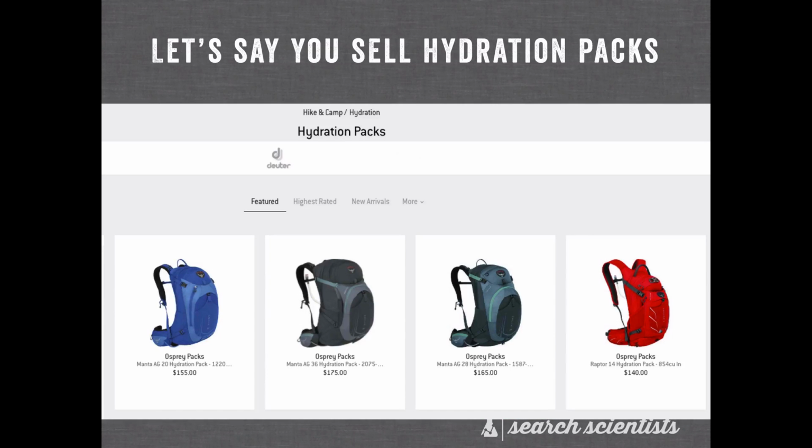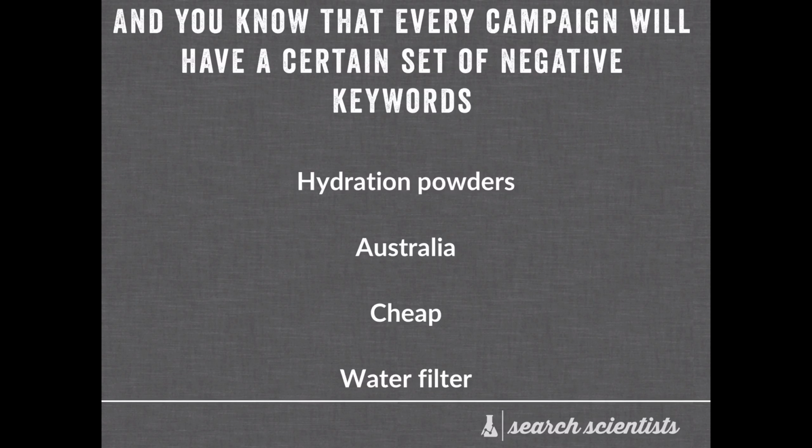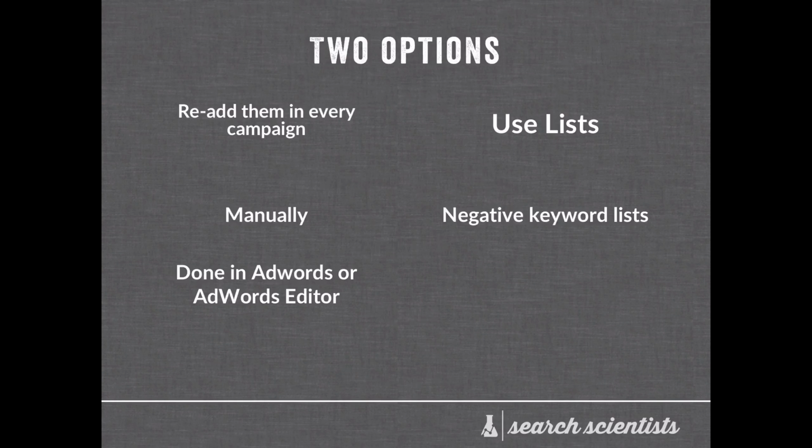Let's say you sell hydration packs, and you know that every single campaign that you run, whether from here to the end of eternity for your hydration packs, are going to have negative keywords in common. For example, let's say you do not ever want to appear for hydration powders, Australia, because you do not ship there, cheap, because you are not a cheap hydration pack, and water filter, because your hydration packs don't have one. So let's say you knew that you'd never wanted to appear for these four terms.